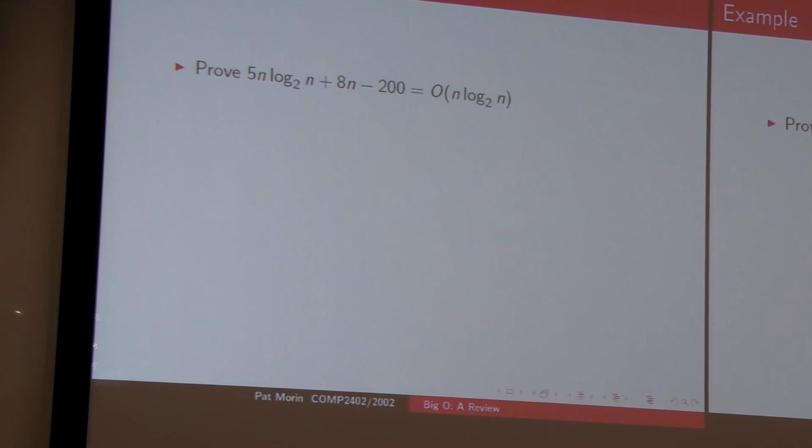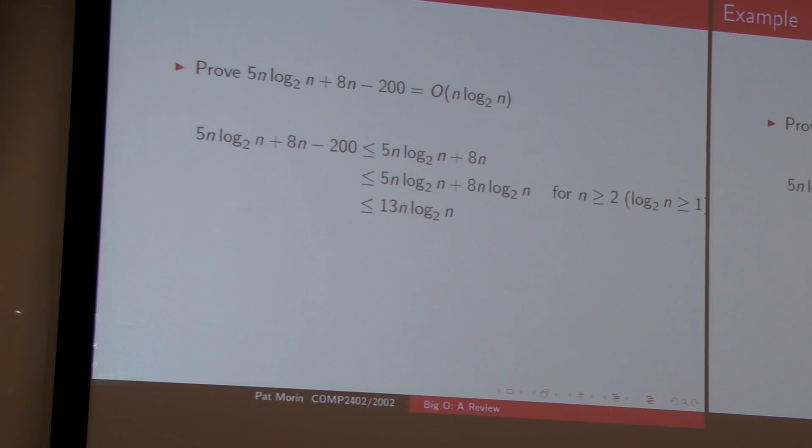Yeah, minus 200. If I don't subtract 200, then I'll get something bigger for sure. Let's see if that's the way it's done here. The first thing we do is drop the minus 200 and say, well, that's certainly less than 5n log n plus 8n. And that 8n and that n log n are somehow incomparable, so I'd like them all to be n log n. So what if I just switch that 8n for an 8n log n? Well, that's valid as long as n is bigger than or equal to 2, because if n is bigger than or equal to 2, then log n is bigger than or equal to 1.